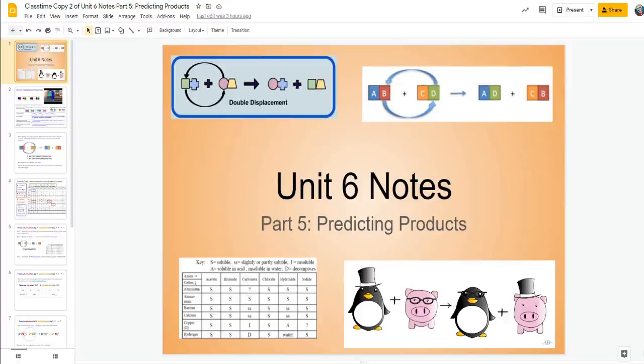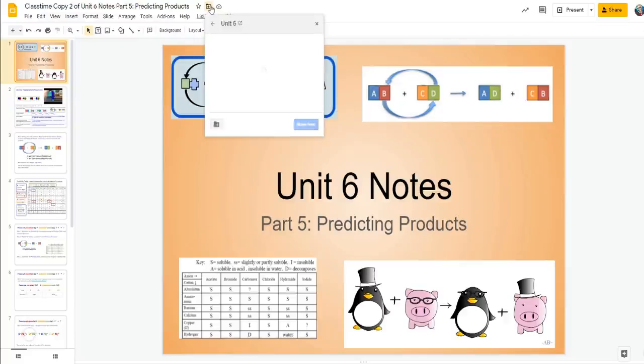When you go to our Week 7 module, you will also notice a link to generate a copy of our next note packet, Unit 6 Notes, Part 5, Predicting Products. Remember, as soon as your copy is loaded, please click right here on the little folder button and change the folder that it's in. These copy documents are just dumped straight into your G drive, which will make it very hard to find when you need this. So please have a folder in your G drive just for chemistry, and then reorganize it so it's saved in that folder.